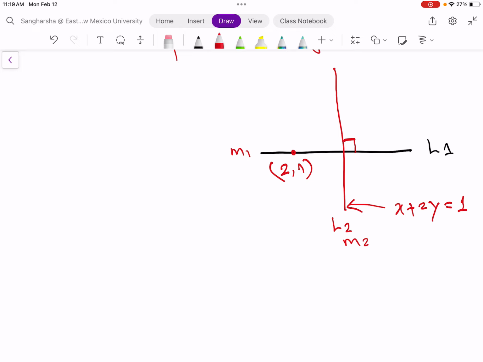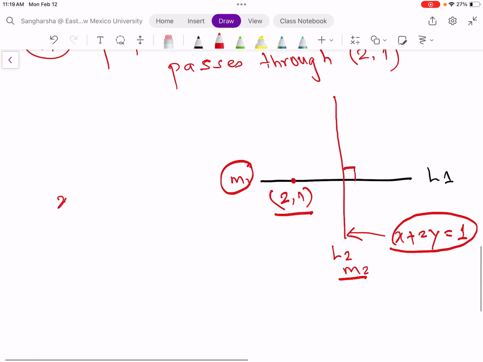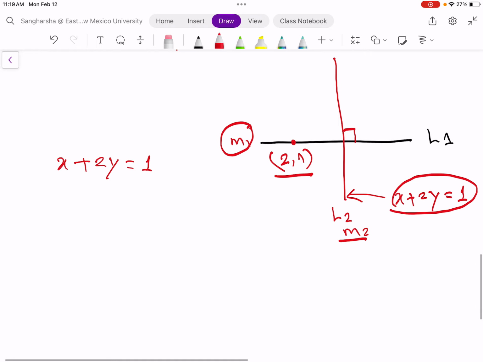Okay, now we are given the equation of a red line. From here let's find the slope m2. Using the definition we can find the slope of line 1, and using a slope and a point we can find the equation of a line. At first let's find the slope of line 2. The equation of line 2 is x plus 2y equals 1. How do we find the slope of this line? By solving this equation for y, and the coefficient of x is the slope.